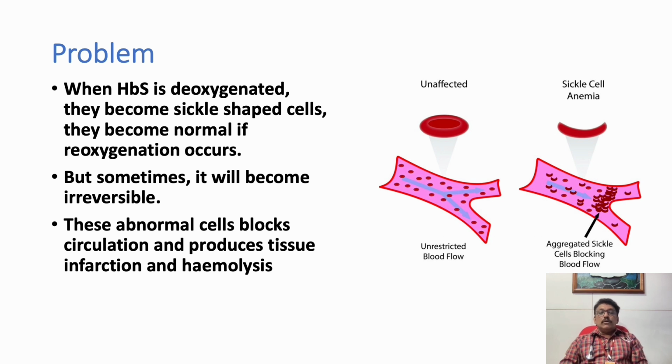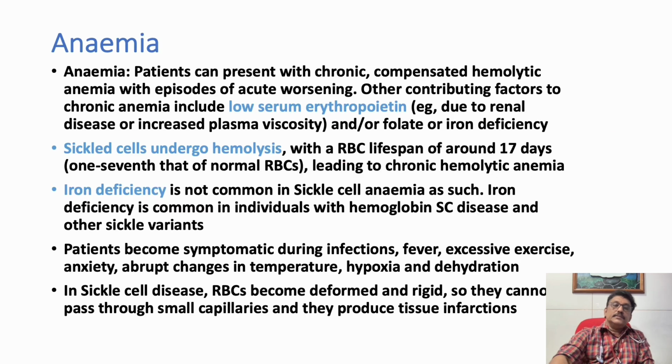It can go and obstruct any artery, especially smaller arteries. So when the hemoglobin is deoxygenated, it becomes sickle shaped cells and it can block the arteries. Sometimes the problem will be reversible, and if you give oxygen and adequate fluids, this can be reversible. Sometimes it will become irreversible and RBCs are permanently damaged, so it can block the peripheral circulation or internal circulation and also produces severe hemolysis.